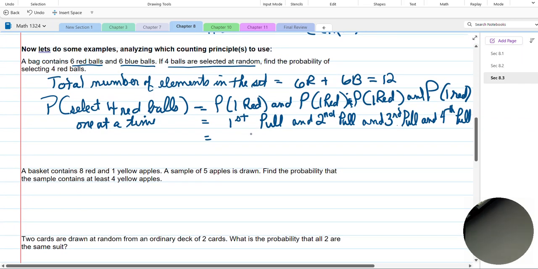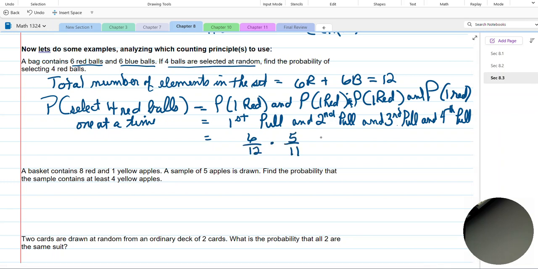I had it right. I had 6 out of 12, 5 out of 11, and I needed to use red so I wouldn't mess up, 4 out of 10, and 3 out of 9. All right. So this reduces to 1 and 3. This reduces to 1 and 2. This reduces to 1 and 2. So now I can see what I have. Sorry about that, class. Again, haste makes waste.